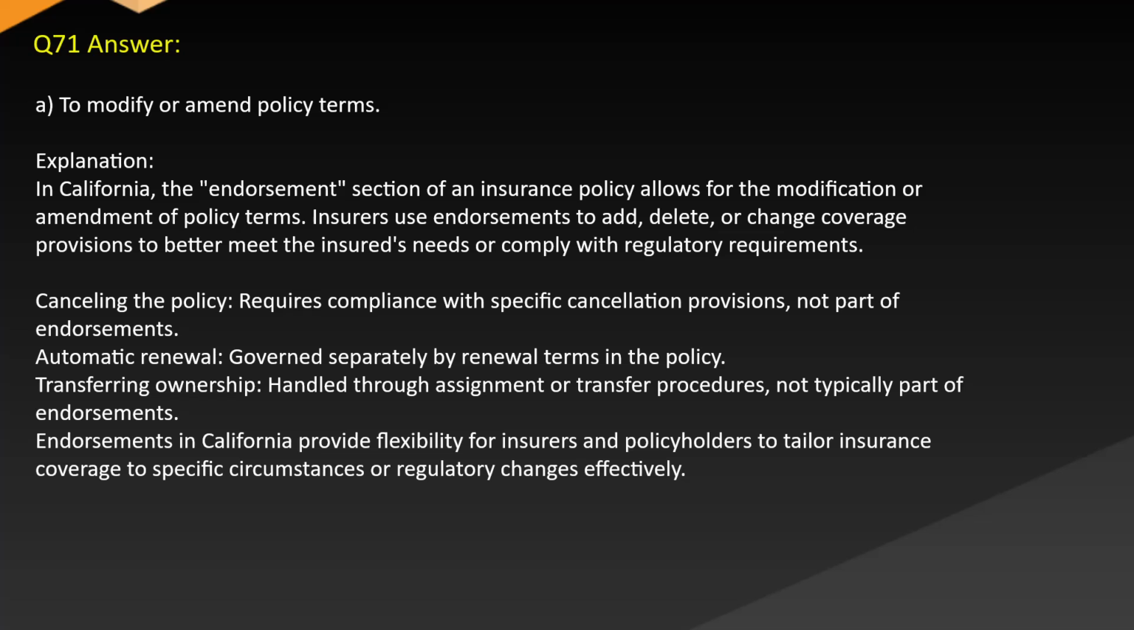Explanation: In California, the endorsement section of an insurance policy allows for the modification or amendment of policy terms. Insurers use endorsements to add, delete, or change coverage provisions to better meet the insured's needs or comply with regulatory requirements. Canceling the policy requires compliance with specific cancellation provisions not part of endorsements. Automatic renewal is governed separately by renewal terms in the policy. Transferring ownership is handled through assignment or transfer procedures, not typically part of endorsements. Endorsements in California provide flexibility for insurers and policyholders to tailor insurance coverage to specific circumstances or regulatory changes effectively.